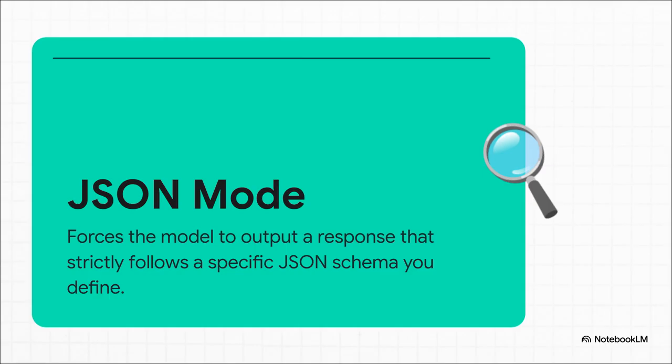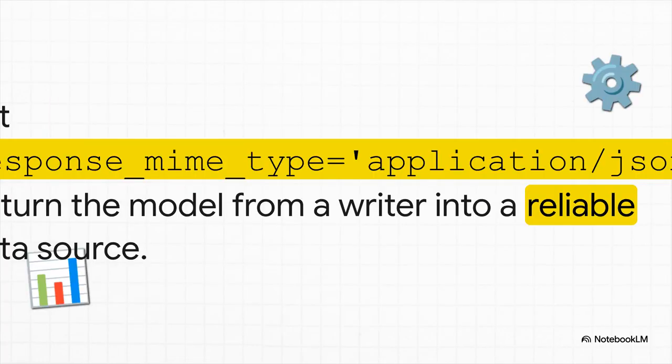Next up, something that will make any developer cheer: JSON mode. If you've ever tried to get structured data out of a language model, you know the pain of trying to parse messy, unpredictable strings. Well, JSON mode completely solves that. You give the model a schema, and you're guaranteed to get back a perfect JSON object every single time. And this is the magic switch, just this one parameter right here. By setting the response MIME type to application/json, you turn the model from a creative writer into a super reliable data source. It's perfect for powering a dashboard or feeding a database.